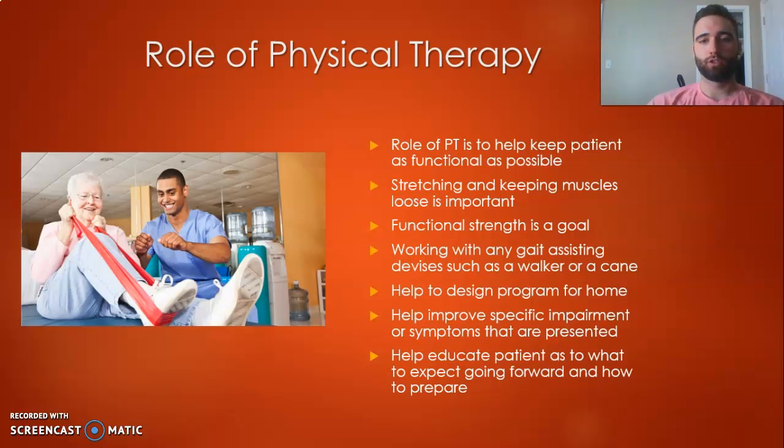And then helping improve specific impairments. So anything that comes with the flare-ups, any specific symptoms that come about, you're trying to help them with through those. If their balance is off, you're trying to help improve their balance. If they lose a lot of strength, if there's a lot of neuropathy, things like that, you're trying to calm those symptoms down. And then the last thing you're trying to do is educate and let them know what to expect going forward so that they're prepared.